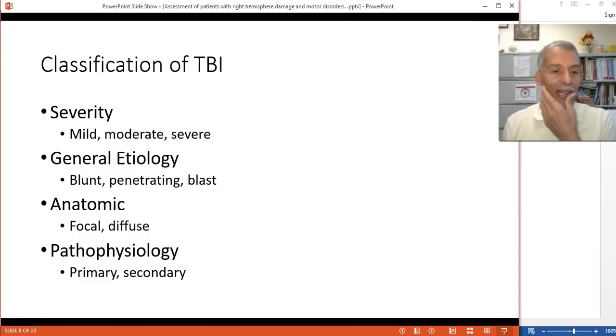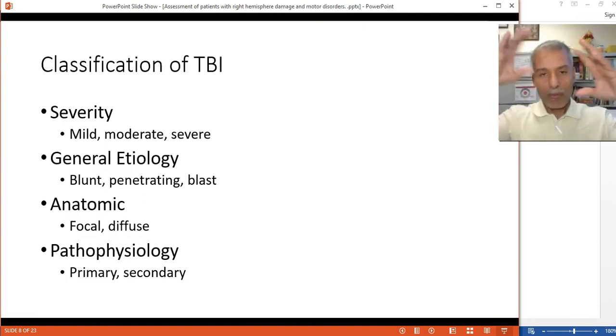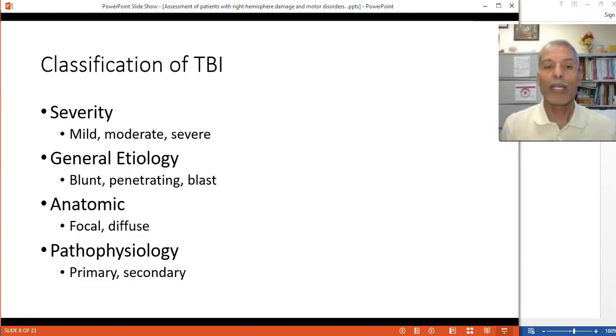In that case, you have multiple problems. You have damage in several areas. Number one, there's the back area, and then the front area, and the side. And different areas also could be impacted in different ways. So that is diffuse injury based on the anatomy. So the anatomy can be focal injury or diffuse injury. And then the pathophysiology, in terms of, is it a primary TBI or secondary TBI?